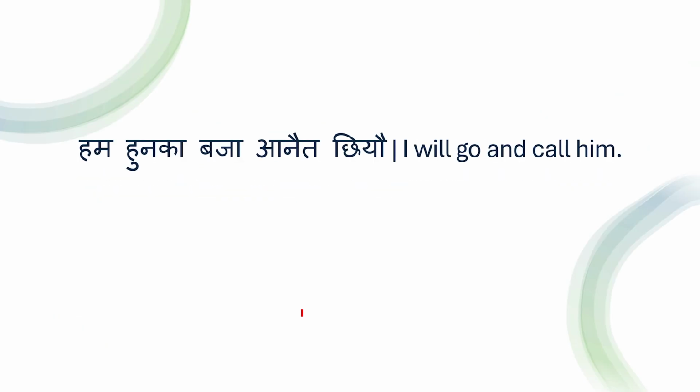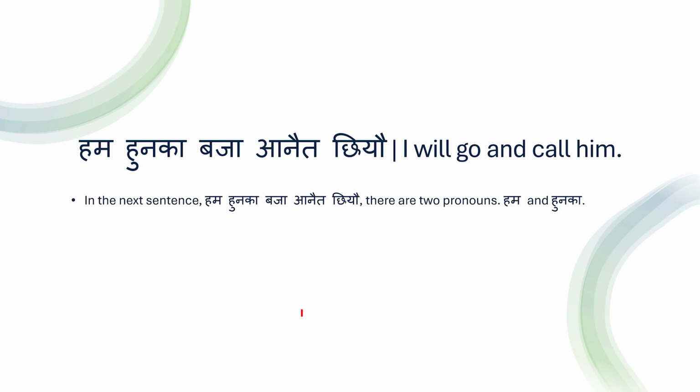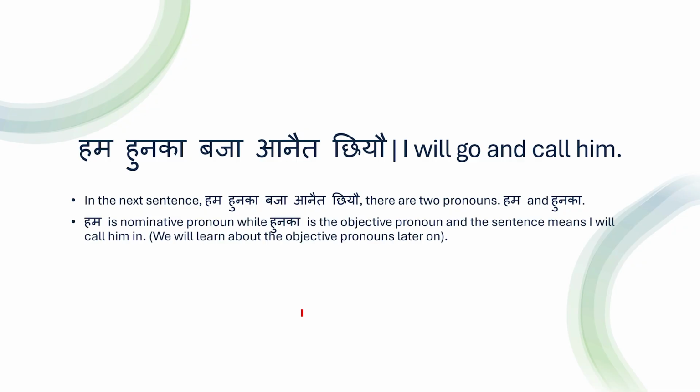"Hum hunka baja anit chhiyo." In this sentence, there are two pronouns, hum and hunka. Hum is the nominative pronoun, while hunka is the objective pronoun, and the sentence means I will call him in. We will learn about the objective pronouns later on again.